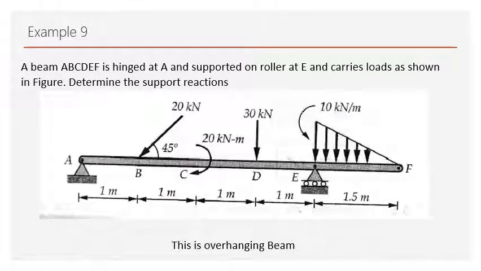In the free body diagram, we have to convert the UVL into an equivalent point load. A 20 kilonewton meter moment is there, a 20 kilonewton inclined load is there, a 30 kilonewton point load is there. Interesting is this is the overhanging span. A span of 1.5 meter is projected beyond the support E.